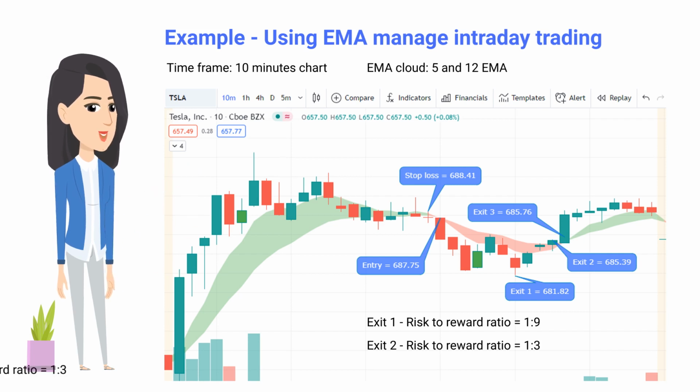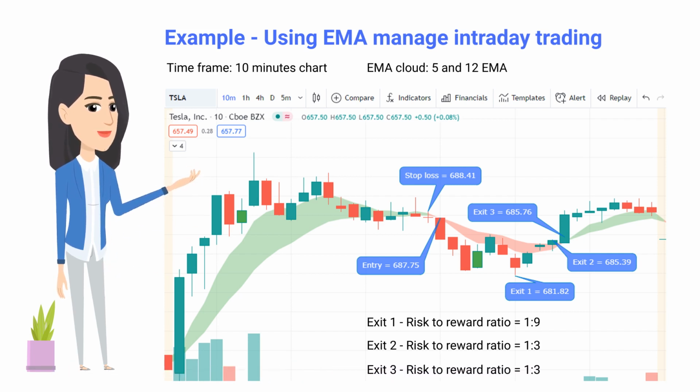Keep in mind, in this example we are using EMA Cloud alone to manage the trade. If you combine the EMA Cloud with other indicators or strategies, you may have many different entry and exit points, depending.